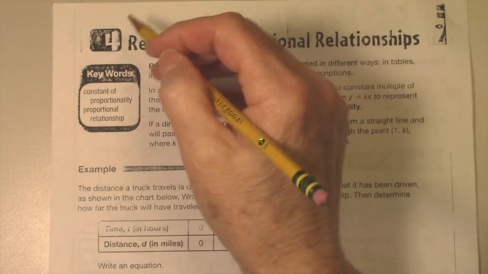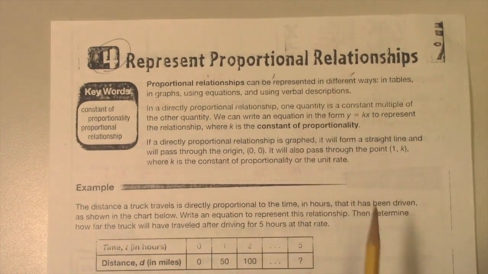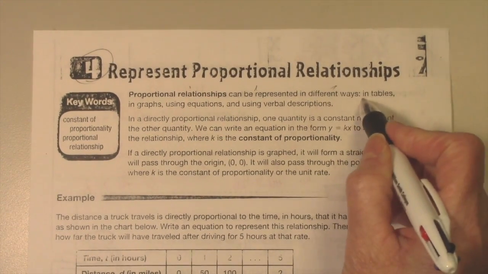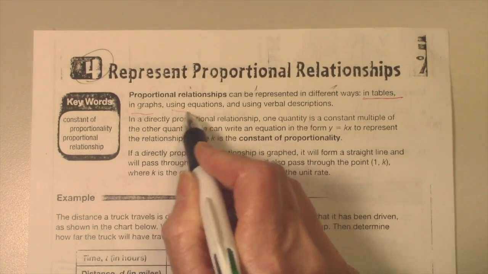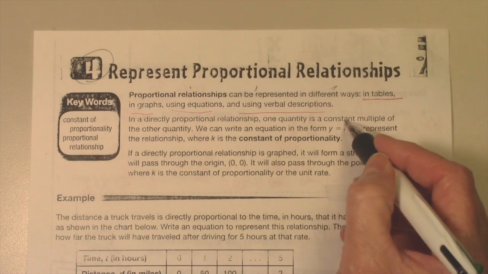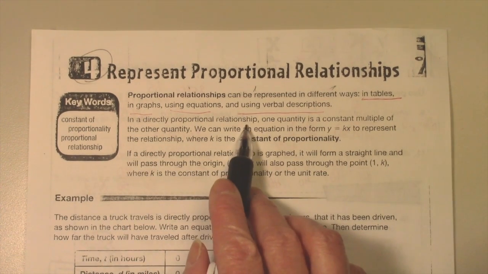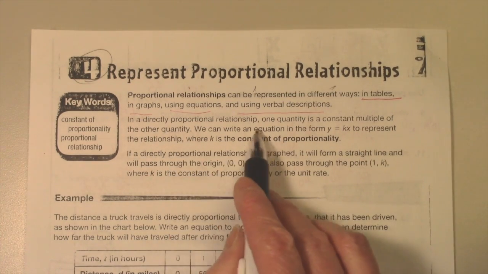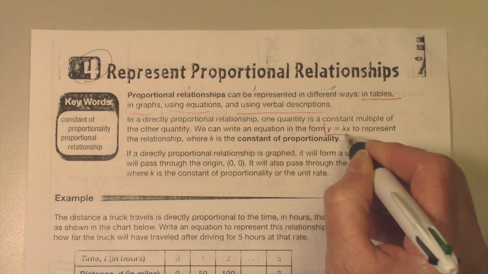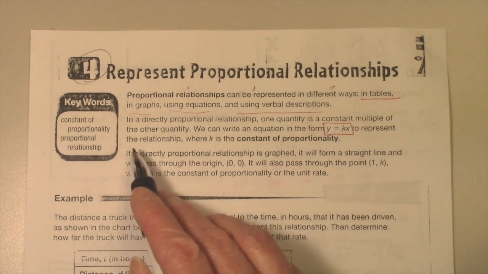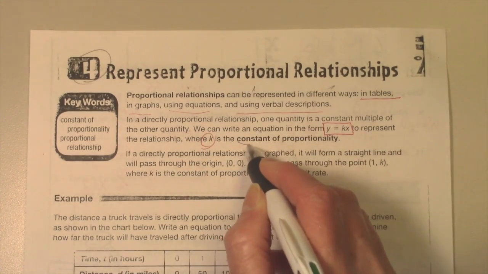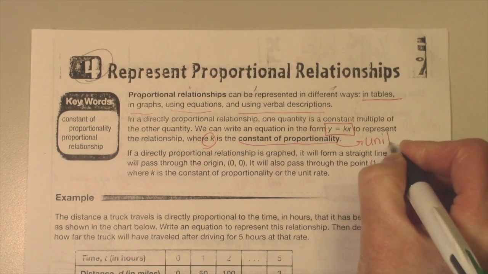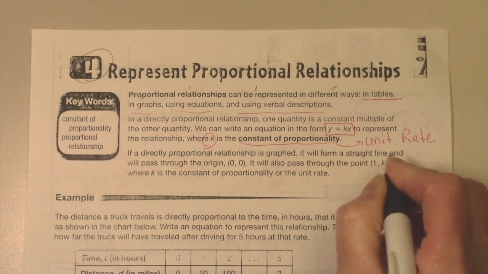Okay, lesson four. Lesson four represents proportional relationships. Proportional relationships can be represented in different ways: in tables, in graphs, in equations, and in verbal descriptions. In a directly proportional relationship, one quantity is a constant multiple of the other quantity. We can write an equation in the form y equals kx. You're going to hear this a lot. Y equals kx represents the relationship, where k is the constant of proportionality, sometimes called the unit rate, what it is per one.